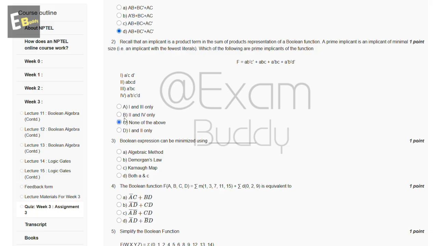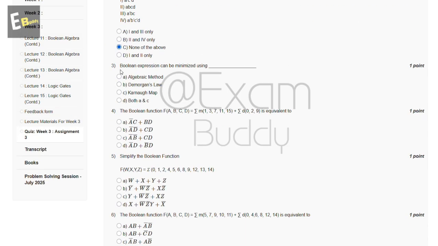None of the above. Now the third question is: Boolean expression can be minimized using dash: algebraic method, De Morgan's law, Karnaugh map, both A and C. So the answer of the third question is D, both A and C.